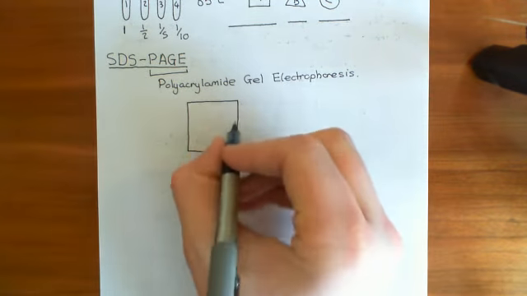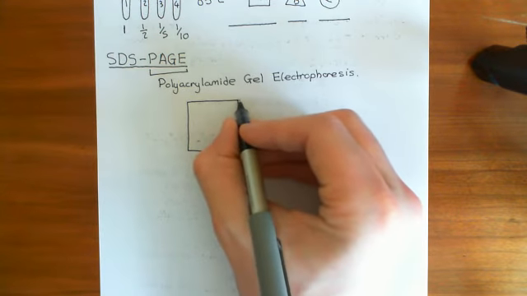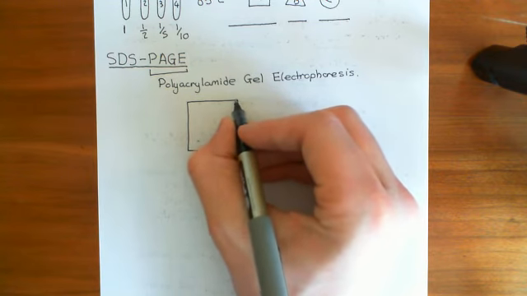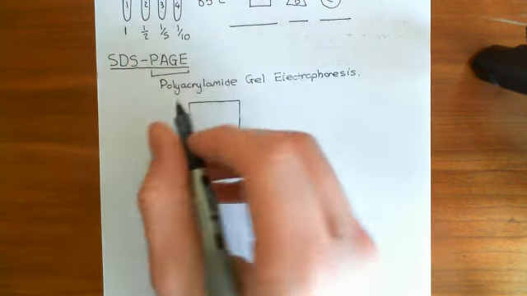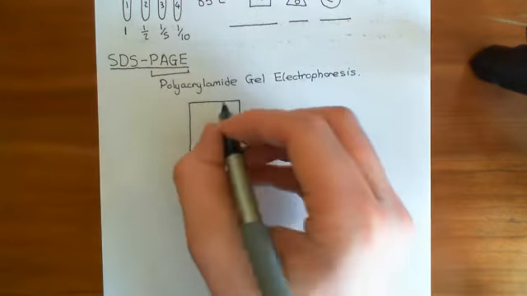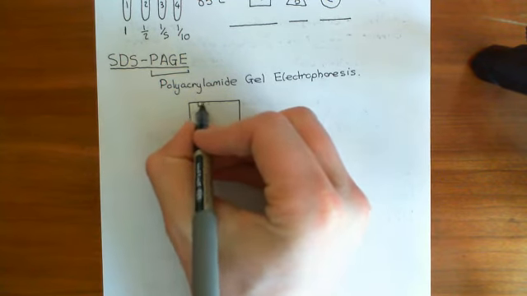Basically you'll have this rectangle of gel. It'll be only a tiny thickness, maybe a few millimeters thick, but it will be a nice big rectangle of gel. And what you'll do is you'll mount it vertically. So at the top here, you'll then have the wells.